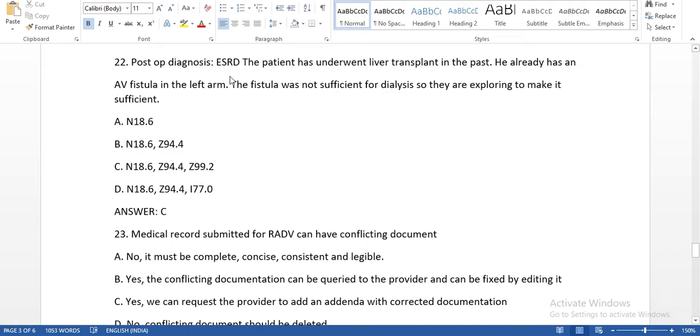First we need to code the ESRD code like N18.6. Next, Z94.4 is for dialysis status, and Z99.2 is for liver transplant. So here we got 3 codes, so the answer is C.